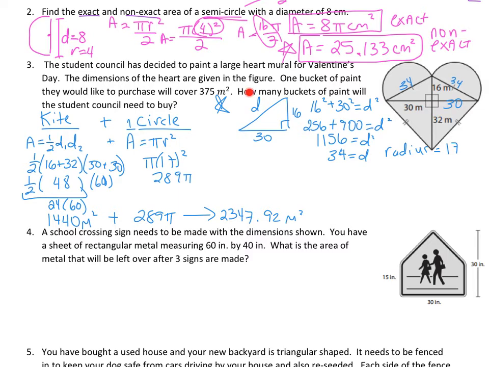Now this is the area of the space that we need to cover, but we need to find out how many buckets of paint they will need to cover that space. Each bucket is 375 meters squared, so we need to divide our answer by 375 meters squared. When we do that, we get 6.2611 buckets. But if we have that much space to cover, 6 buckets will not be enough. So we need a total of 7 buckets of paint.